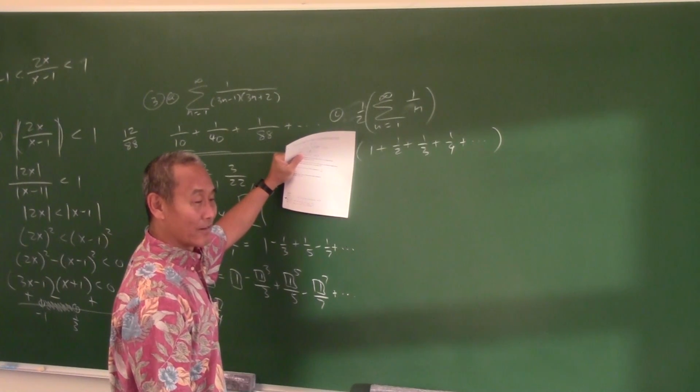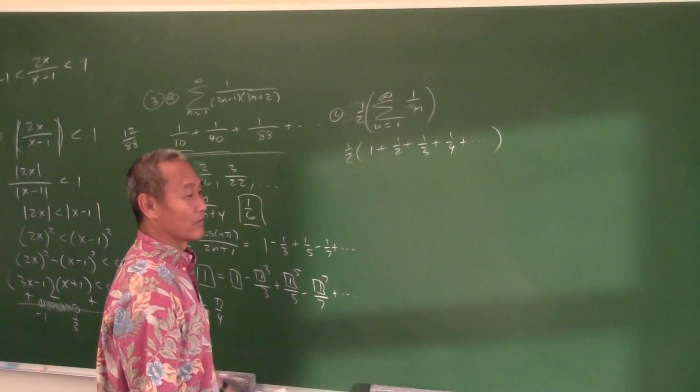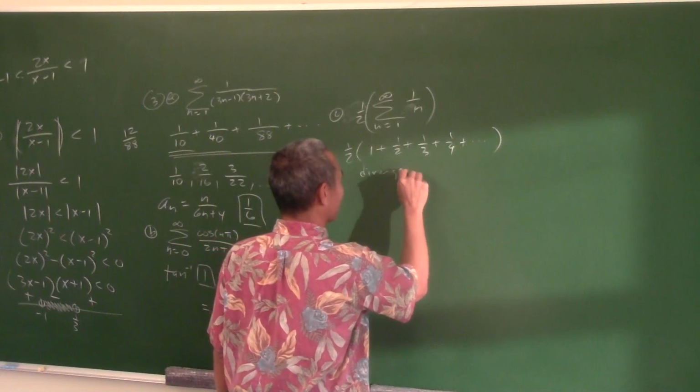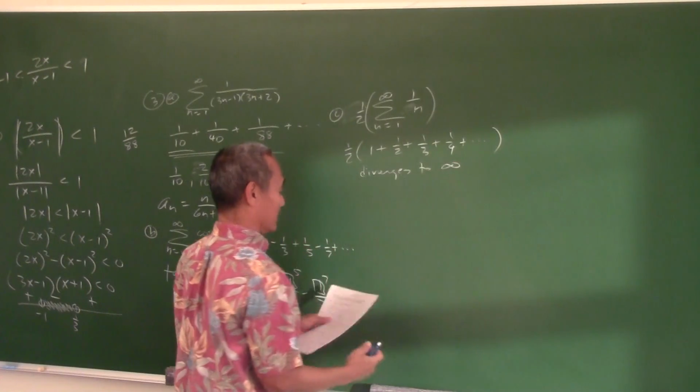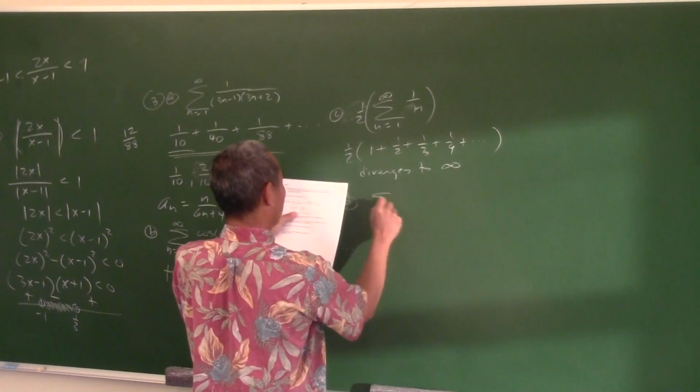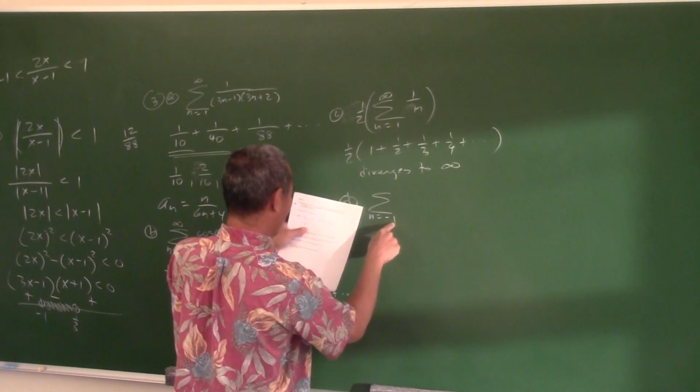So if you have a series that diverges to infinity and then you take half of it, what's up with that? That also diverges to infinity. Please don't say 500,000. D, sigma n equals negative 1.